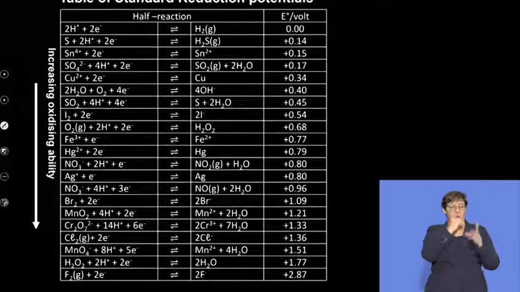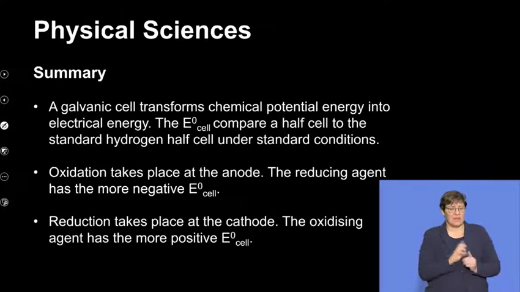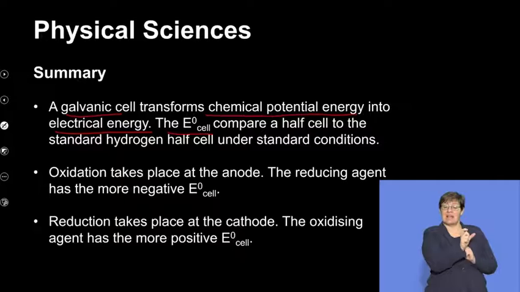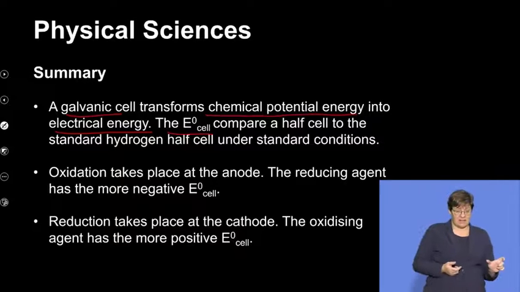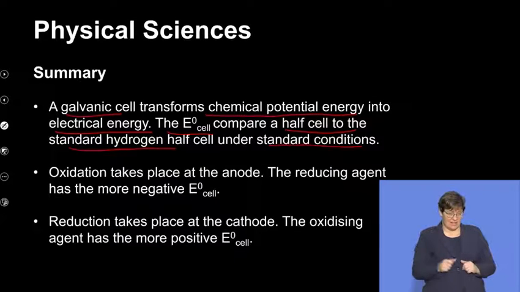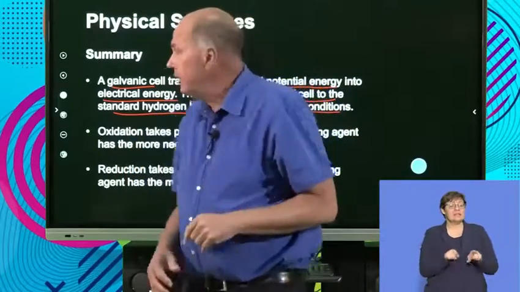Let's just summarize what we've learned so far. As we've been talking about the galvanic cell, remember it transforms chemical potential energy into electrical potential energy. The E naught of the cell is comparing a half cell to the standard hydrogen half cell under standard conditions. So it's telling you how much energy is being converted. That's what potential difference is. It's the work done, energy per unit charge. And so it's a very good reading for that.